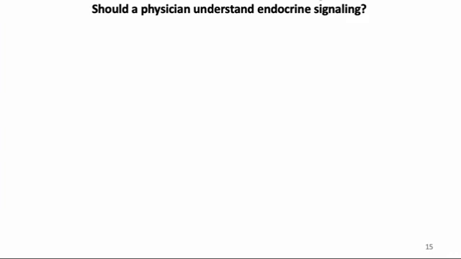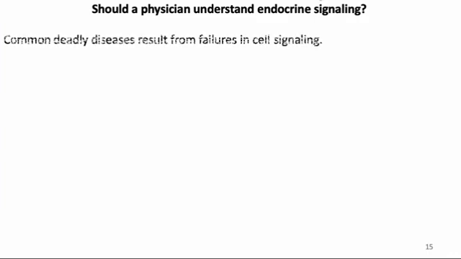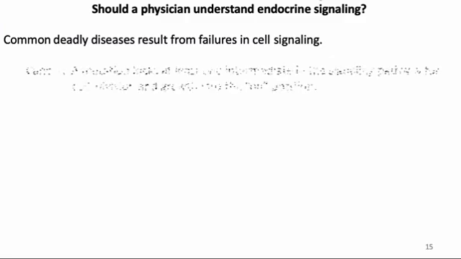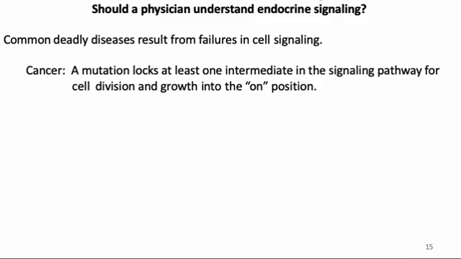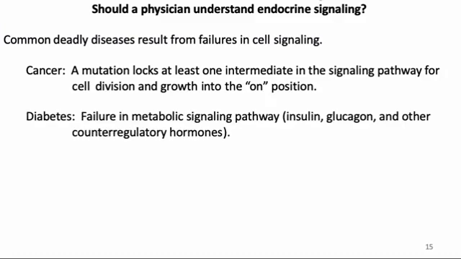As a physician, is it important to understand endocrine signaling? Well, I should point out that an awful lot of deadly diseases result from failures in cell signaling. For example, cancer. That's caused by a mutation that generally will lock one of the intermediates in a cell signaling pathway into the on position so that cells keep growing and dividing.